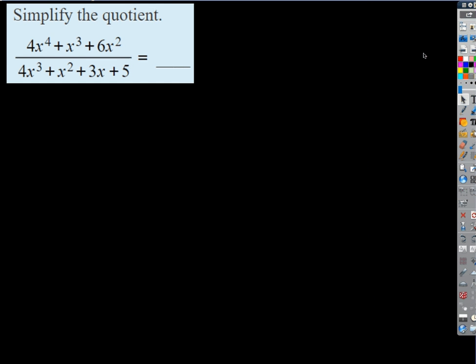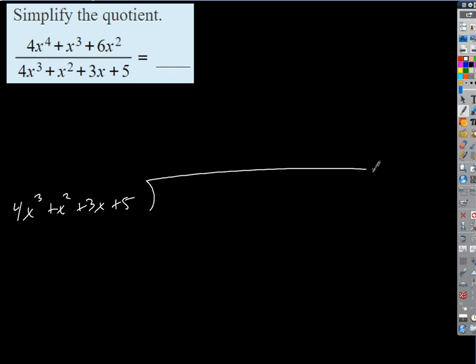Okay, so what about this one then? What's going to go where? Now, see if everybody can walk through this whole process here. So what goes inside, what goes outside? The bottom one goes outside. Okay, so outside we've got 4x cubed plus x squared plus 3x plus 5. Inside, what's the first term I'm going to write?